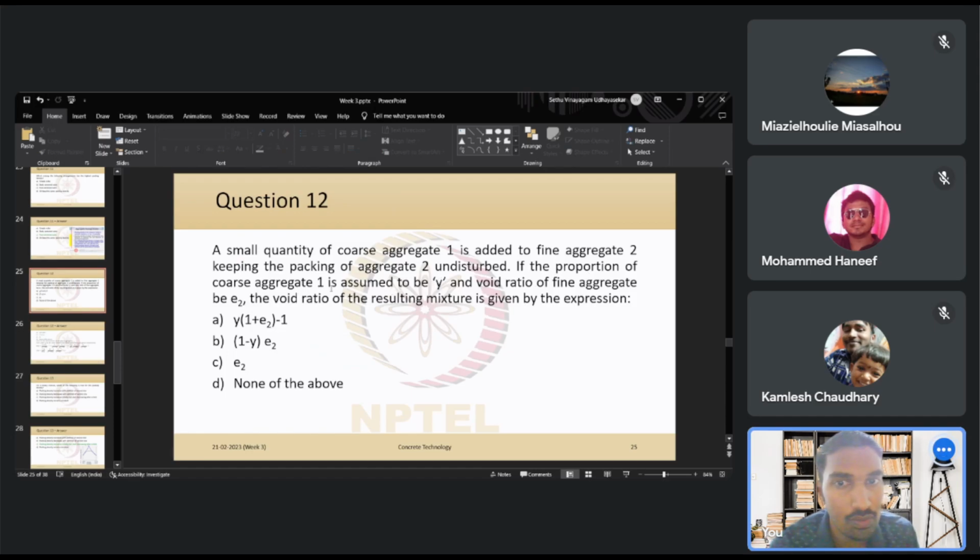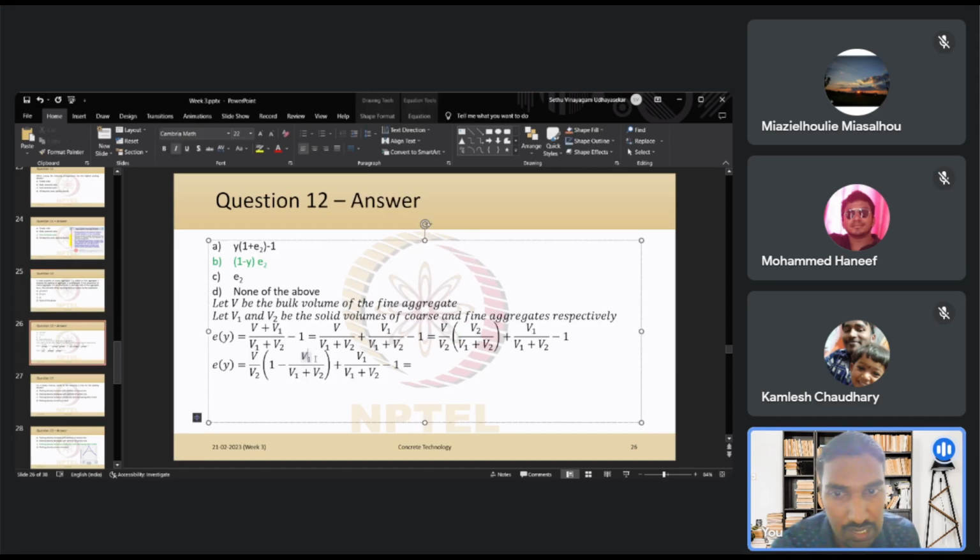So the proportion of the coarse aggregate is assumed to be y, right? So this particular fraction v1 by v1 plus v2 is nothing but y as given in the question. So if we just rewrite that, v by v2 times 1 minus y plus, similarly this is also exactly the same, v1 by v1 plus v2, that is y minus 1. Now we have three terms, v by v2 into 1 minus y plus y minus 1.